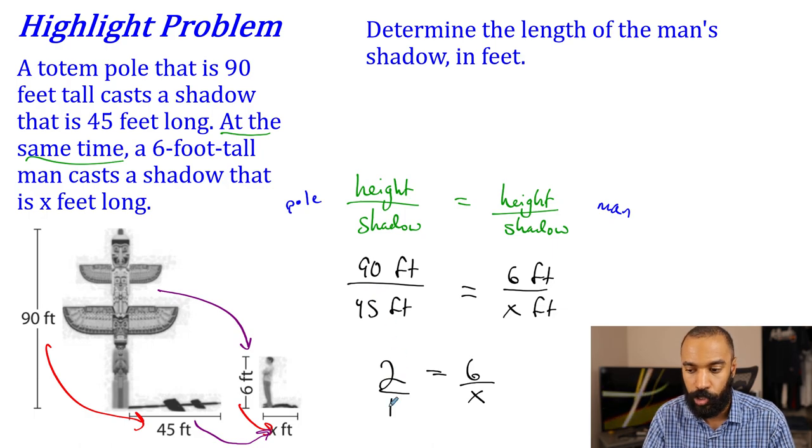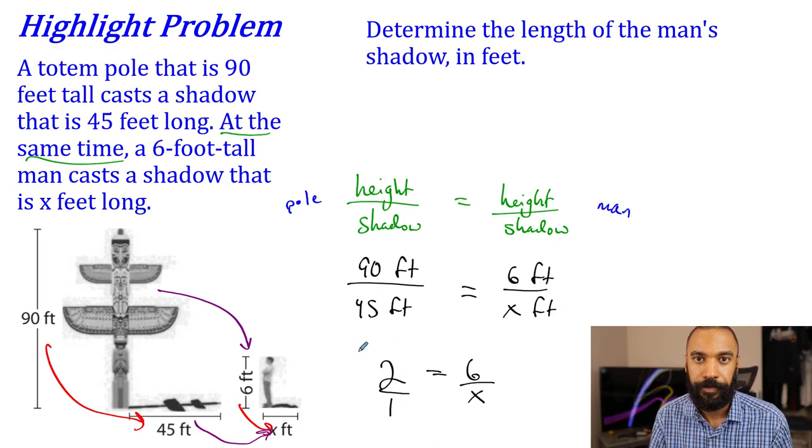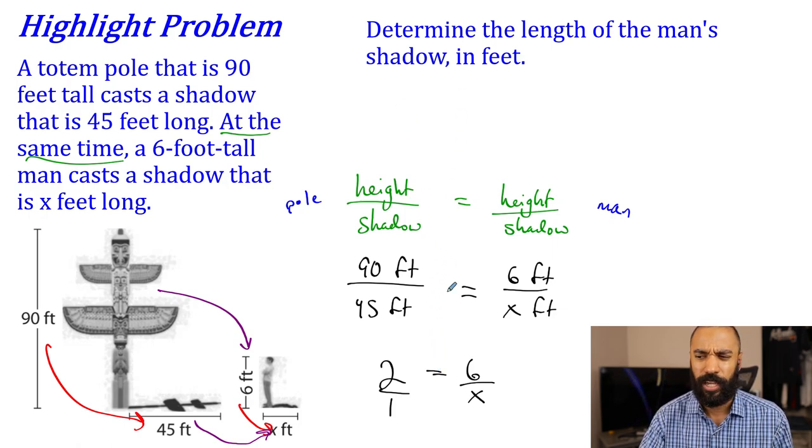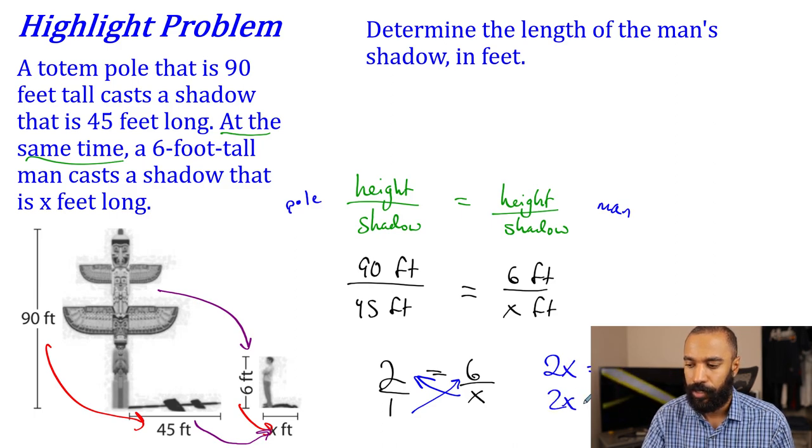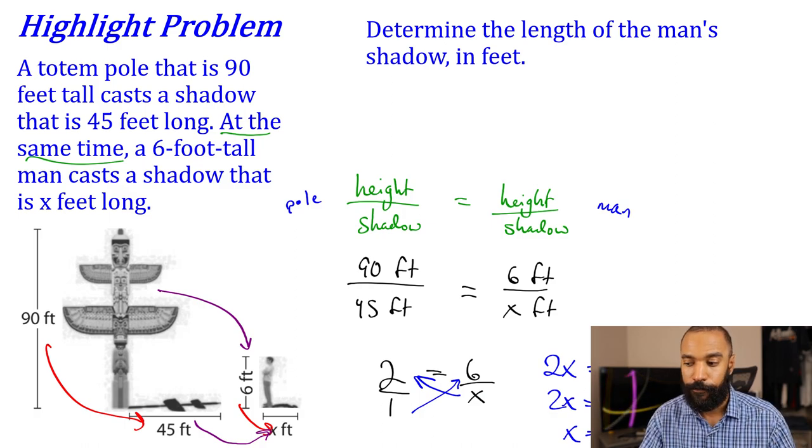If 90 over 45 is 2 and 2 over 1 is 2, they are in proportion. 6 over what also gives you an equivalent, just for the sake of it. Let's cross multiply. We get 2 times x equals 6 times 1, or 6. And then divide by 2, we get x equals 3. Now, the answer is 3 feet.